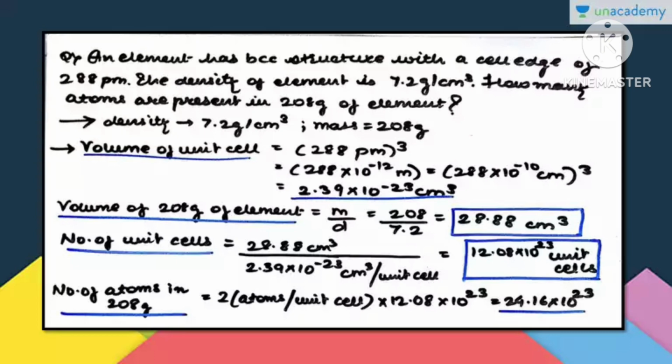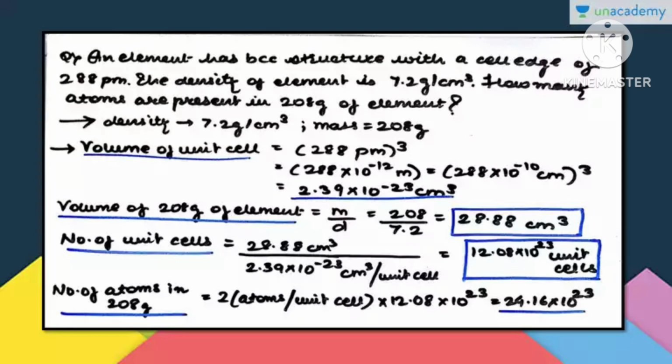Edge is given. In a separate experiment, copper is determined to have a density of 8.92 gram per cc. Density is also given. Calculate the atomic mass of copper. This time you have to consider the atomic mass of copper.